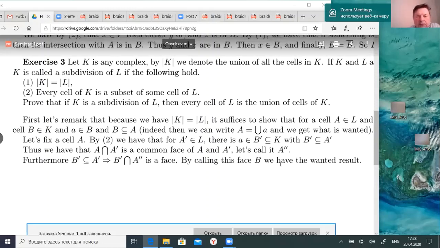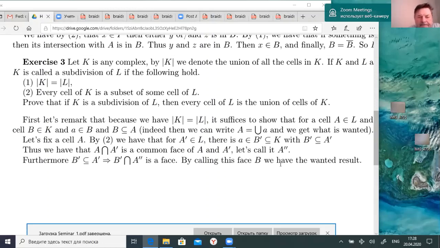A2 prime is a face that A and A prime have in common. And then we even make it smaller with the B prime. That's all we are doing. We have a face which is common to A and A prime, and we take a subcell of A prime. So the intersection of this subcell with the face will give an even smaller face. And this smaller face will give us what we are looking for.